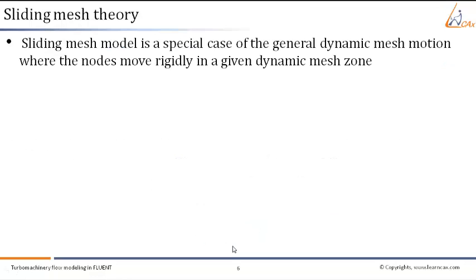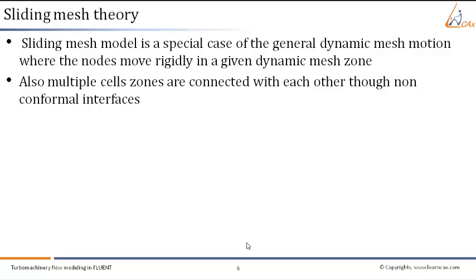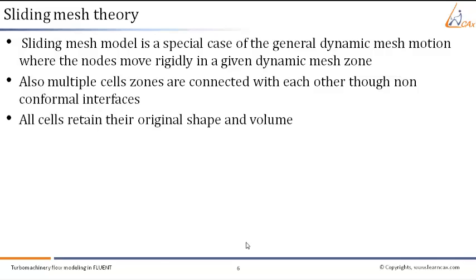Let us now see the theory for the sliding mesh approach. Now let us see on what equations the sliding mesh model works. The sliding mesh model is a special case of the general dynamic mesh model where the nodes move rigidly in a given dynamic mesh zone. Also, multiple cell zones are connected with each other through non-conformal interfaces. As the mesh motion is updated in time, the non-conformal interfaces are likewise updated to reflect the new position of each zone.